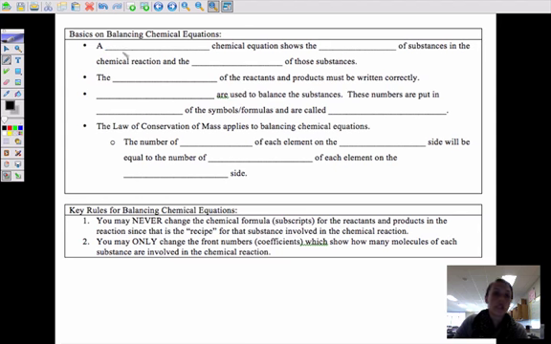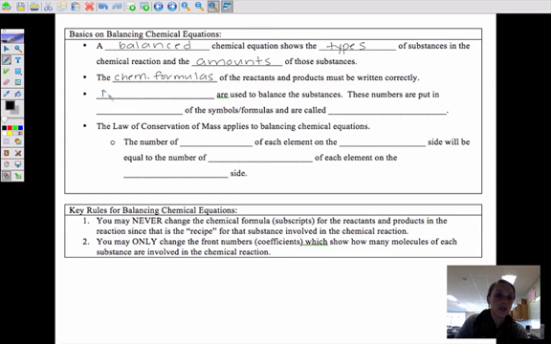And there's 4 basic things we have to remember before we can start balancing chemical equations. And the first is that a balanced chemical equation shows the types of substances in the chemical reaction and the amount of those substances. The second is that the chemical formulas of the reactants and products must be written correctly, and that's where all that practice with those ionic compound formulas comes in. That's why you've been having a ton of warm-ups with those.